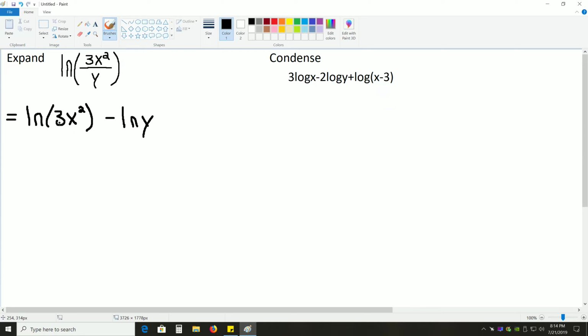From there, it's also true that if you have multiplication inside of your log, that can be broken apart into the addition of two separate logs. So this becomes the natural log of 3 plus the natural log of x squared minus the natural log of y. So we broke apart the 3 and the x squared.